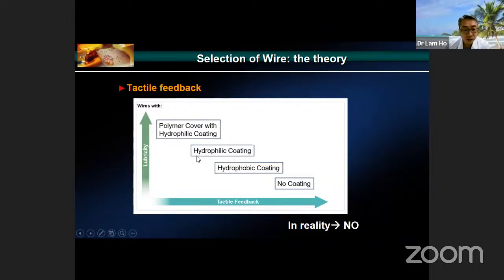Actually, in all the theory, all the books, you will find that for a hydrophilic wire, the more hydrophilic, the less the tactile feedback will be. For a hydrophobic wire or no coating, the tactile feedback will be very good. But in my experience, I found that in reality, that is not true. Actually, how familiar you are with the wire is more important. This factor is more important.